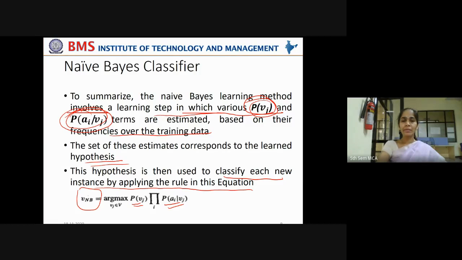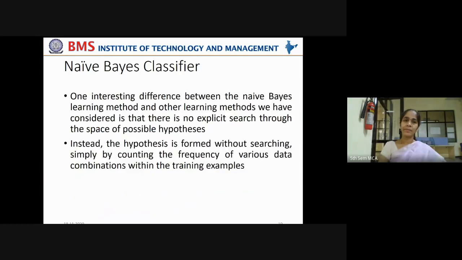Now, whenever you want to calculate the highest probable outcome label, you have to calculate its existence with each of the attributes, multiply all of them, and further multiply it with the outcome label's probability, and whichever has the highest probability, that will be the final classification made by the learning model, whether yes or no, whether high or moderate or low, like that.